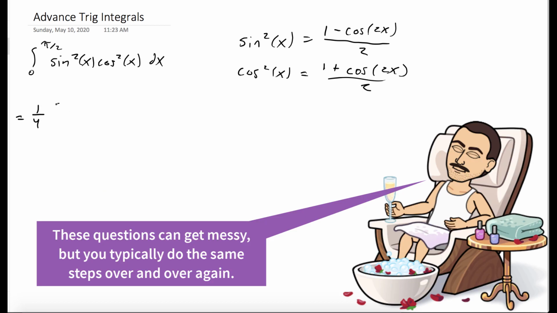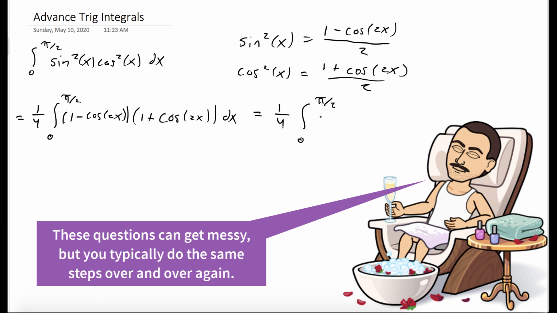We'll factor out a 1/4 because each of these terms has a 1/2 in it. We have 1/4 the integral from 0 to pi over 2 of 1 minus cosine of 2x times 1 plus cosine of 2x. We can distribute this out, and we have 1/4 the integral from 0 to pi over 2 of 1 minus cosine squared 2x.